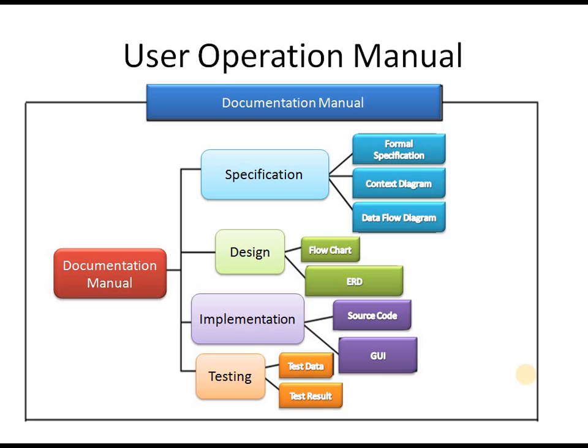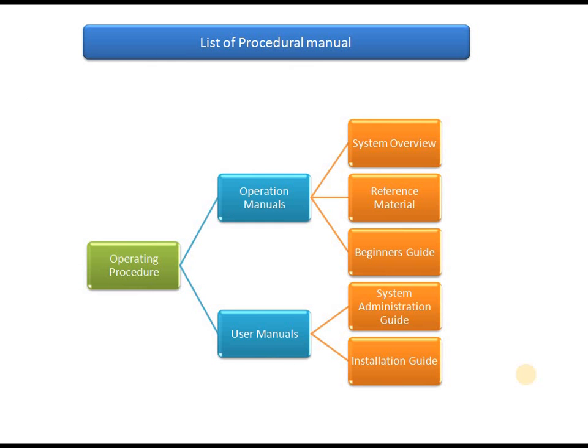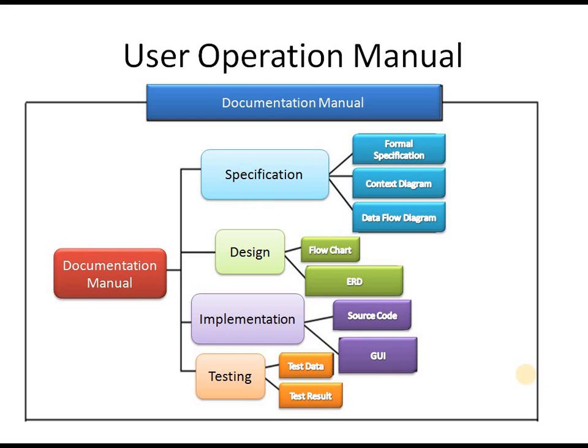When we are going to design a project and deliver it, after we build the project, we need to specify and maintain the manuals. One is a user operation manual and the second is a procedural manual. In the user operation manual, the documentation manual, we include specifications, design, implementation and testing perspectives.